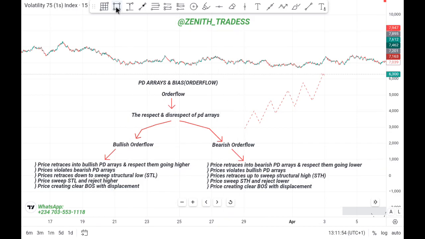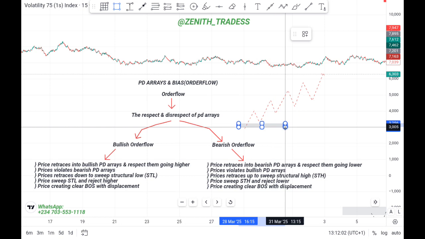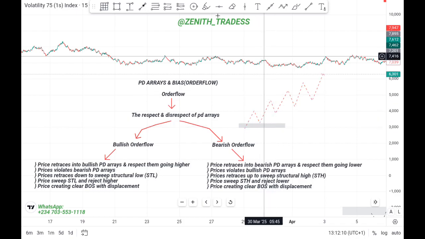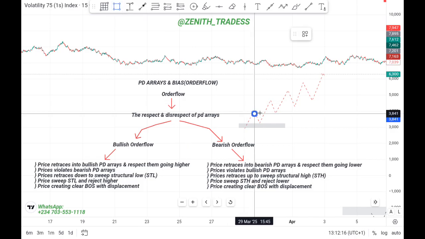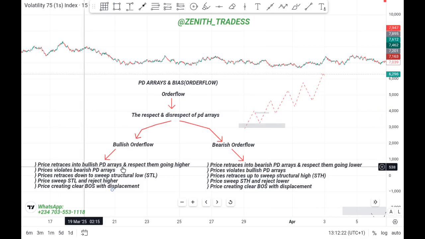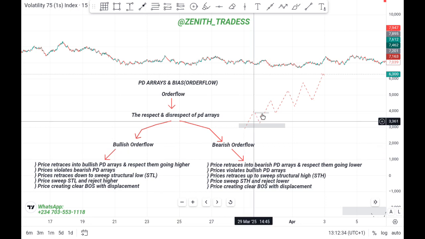So what are we talking about? Let's assume this is a fair value gap here. Price retraces to this fair value gap and it holds, price moving up further, and it disrespects this high that was created here. This high, there's an order block here, price breaks structure. So in a bullish scenario, bullish PDRs are respected going higher, and it violates the bearish PDRs.